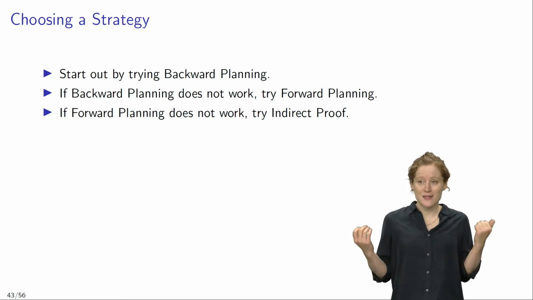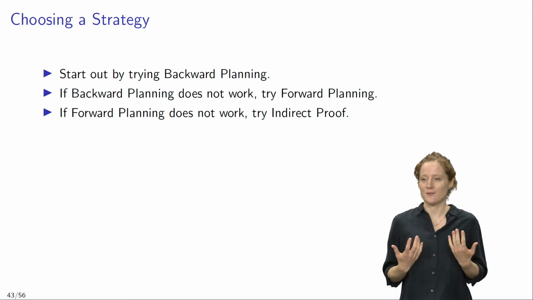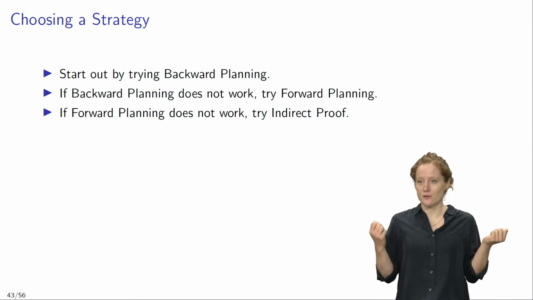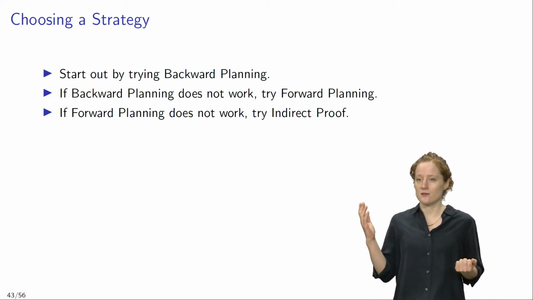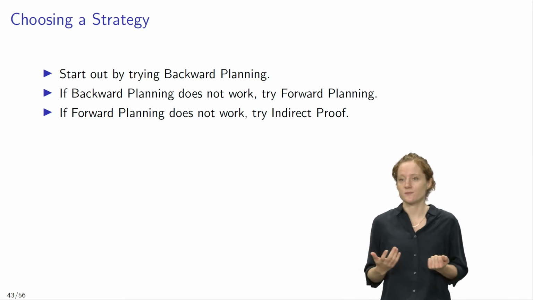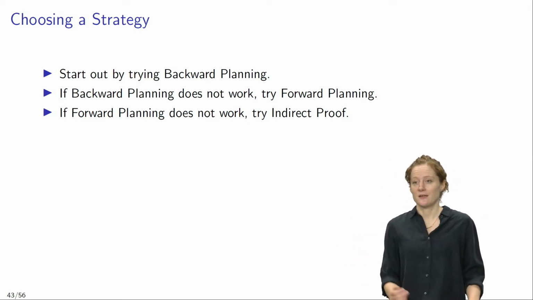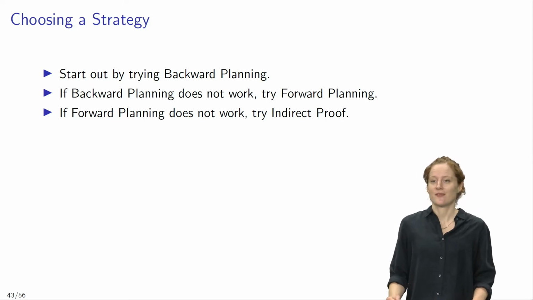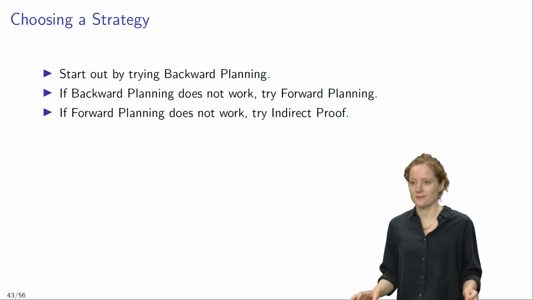Forward planning has the big disadvantage that you are not sure whether you are in fact making progress. If you apply forward planning, you may be adding lines to your proof, but these additional lines may not actually help you to get any closer to the conclusion that you want to go to. And then if forward planning does not work, try indirect proof. Indirect proof is a little bit like the sledgehammer for logicians. Indirect proof works in those cases where all else has failed.